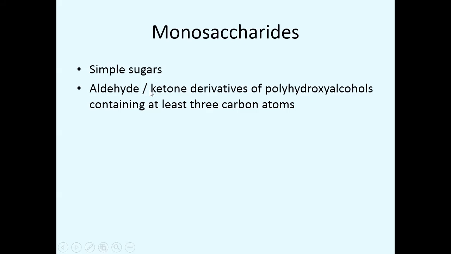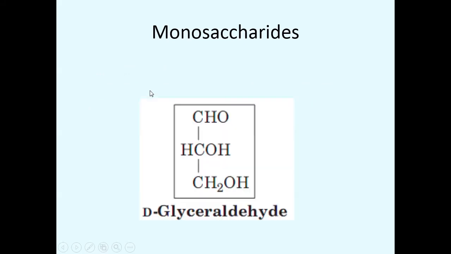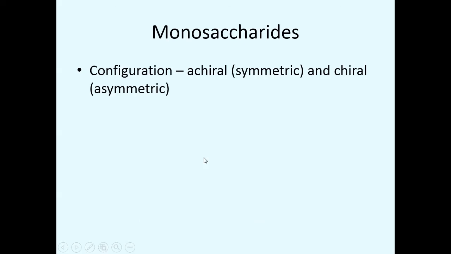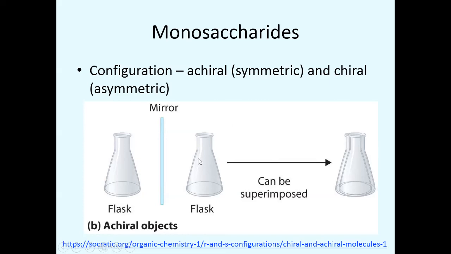This figure shows one of the simplest monosaccharides, which is glyceraldehyde. It is a 3-carbon compound in which carbon 2 is chiral. Let us now briefly talk about the configuration of atoms and how to describe the chiral carbon of monosaccharides. Consider the following example. A conical flask is symmetrical.